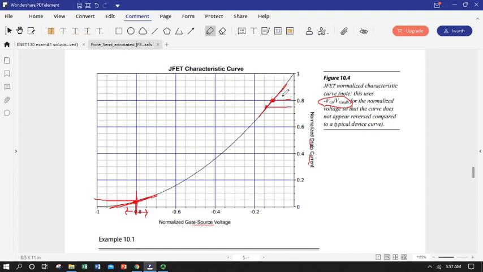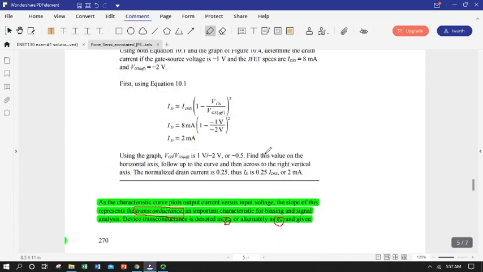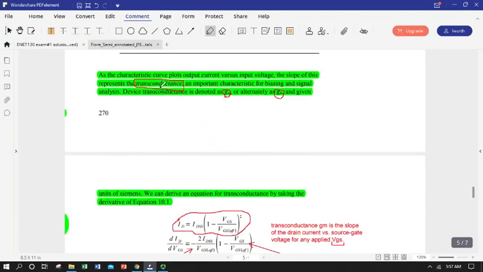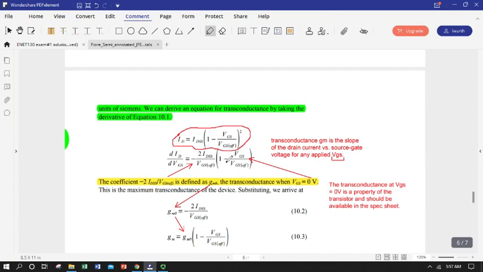Or maybe I do, because maybe I'm trying to control. Regardless, maybe I want to know what it is. That's why the transconductance term is defined and quantified for us, because it's important to know that slope. There's our practical application for transconductance, or the slope of the drain current versus gate source voltage function.